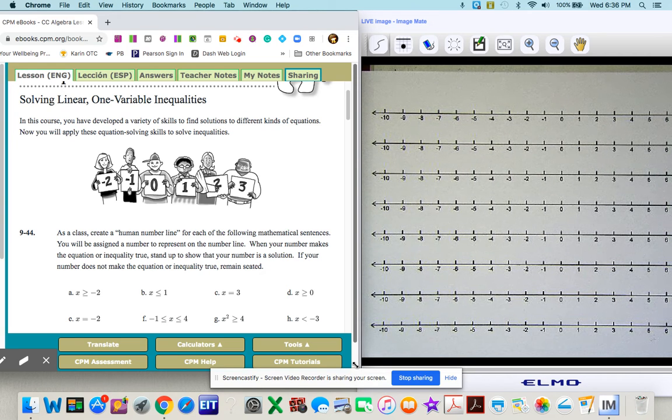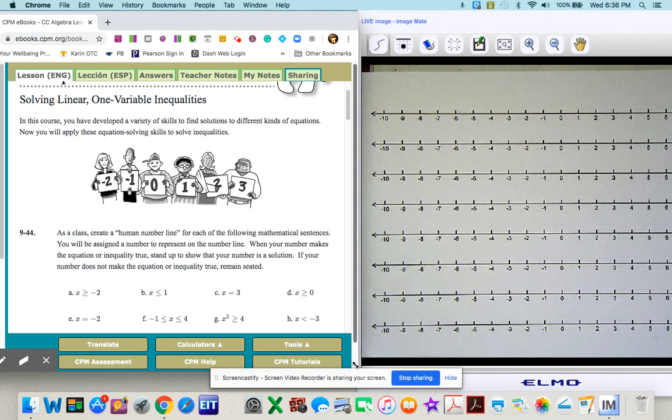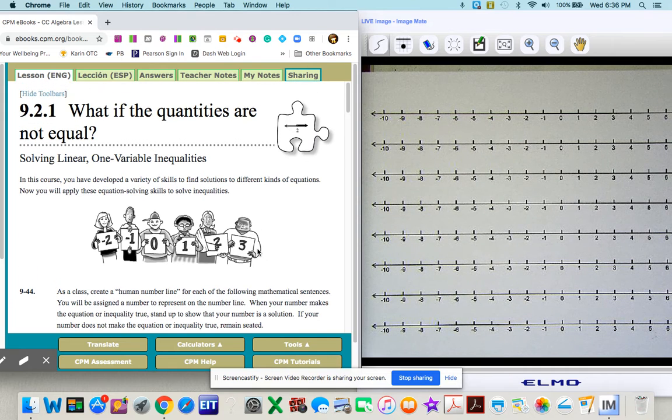Okay, I'm going to make this a little shorter today. We'll just do part of investigation 9.2.1. If we were in class, the activity that we would have been doing is kind of like this human number line, where we would have lined up across the room. Each of you would do it with a different number, and then we would have identified whether you would be a solution to a possible inequality or not.